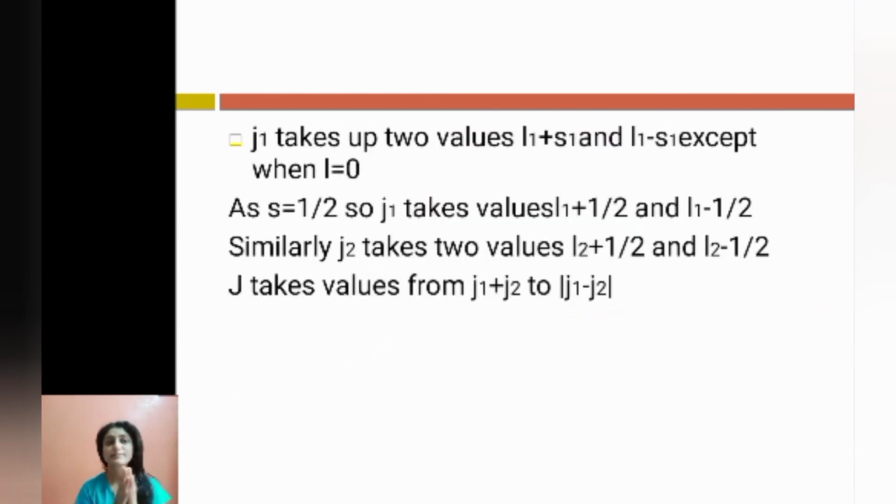Now here J1 takes two values, L1 plus S1 and L1 minus S1, except when L is equal to 0. And we know that the value of S1 is equal to S2, which is equal to half. So J1 can take two values, L1 plus half and L1 minus half. Similarly, J2 can take two values, L2 plus half and L2 minus half. So J takes values from J1 plus J2 to magnitude of J1 minus J2. And what is J? J gives you the number of substates into which the electronic configuration splits up, which we are going to study in detail in the next lecture.